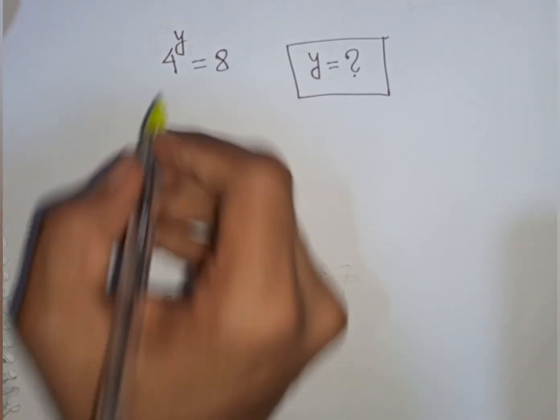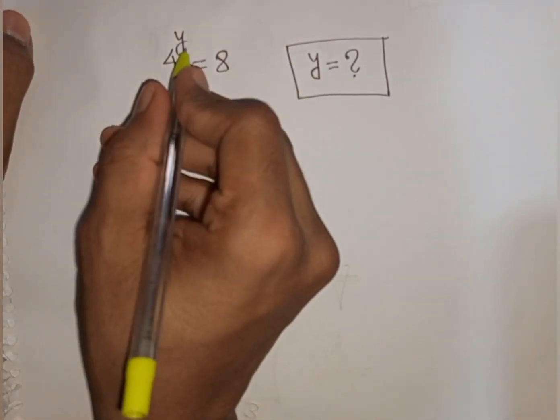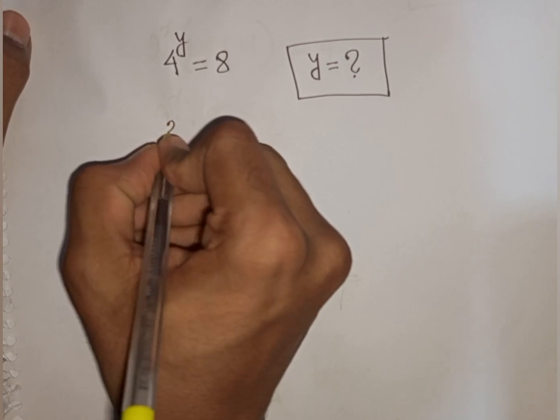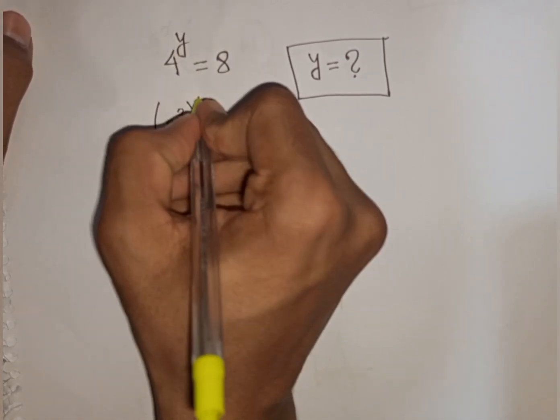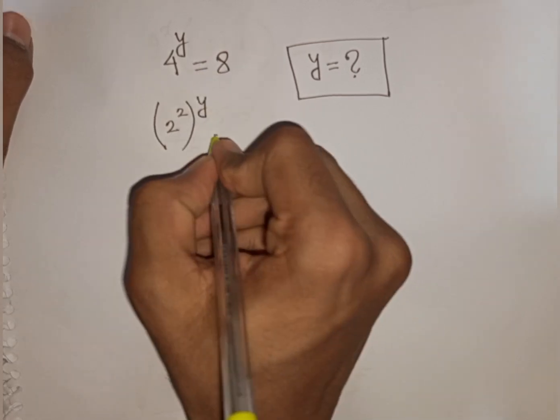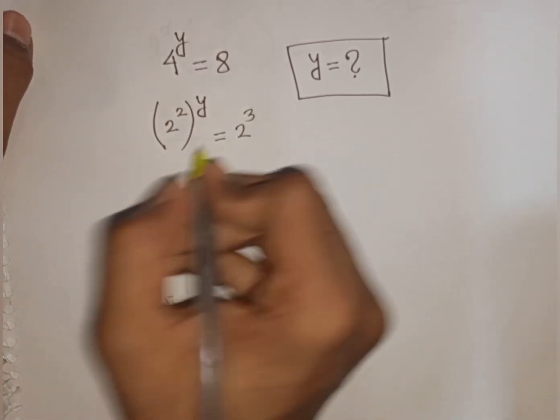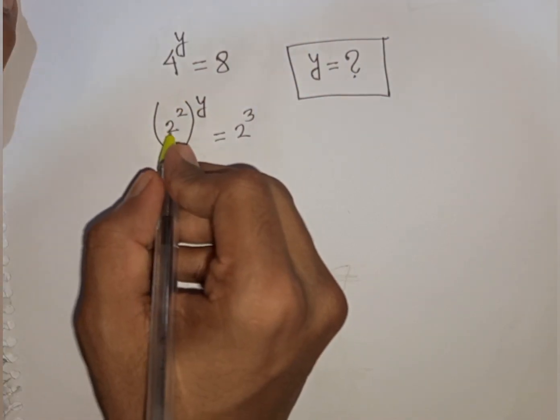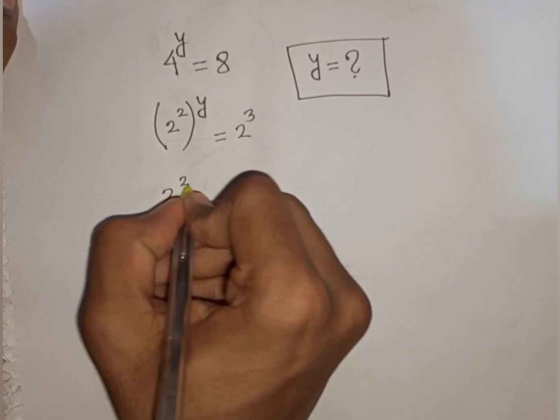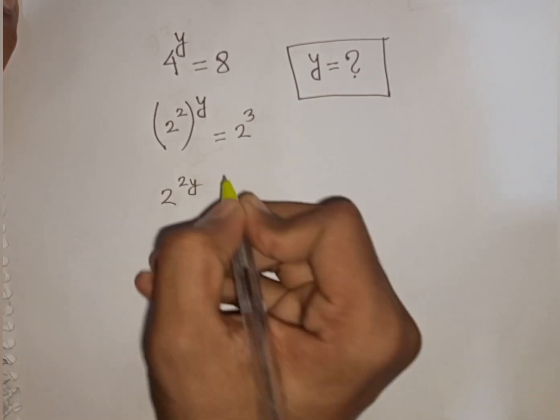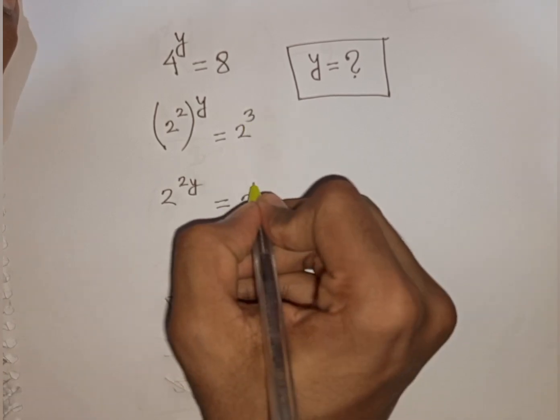How to solve 4 power y is equal to 8. Find the value of y. So 4 power y is the same as 2 power 2, then bracket power of y, is equal to 8, which is the same as 2 power 3. Now we can write here 2 power of 2 times y, that means it will be 2y, is equal to 2 power of 3.